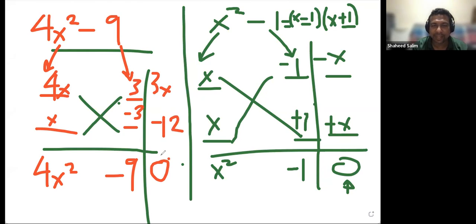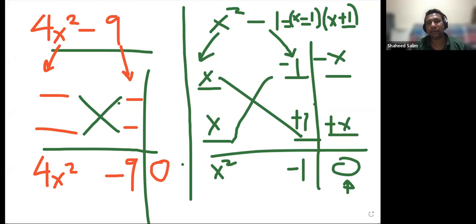Down here, you have a center term. Now, negative 9x cannot be, Mr. Hassan. What times what equals 4? You know. Come on. What times what equals 4? Use that number.